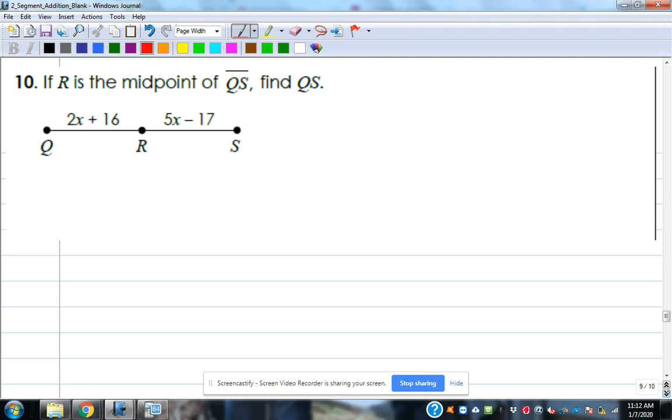2x plus 16 is QR, and then 5x minus 17 is RS. It says R is the midpoint of QS, and they want us to find QS, not one of the smaller segments, but the whole segment. So, what are our steps?